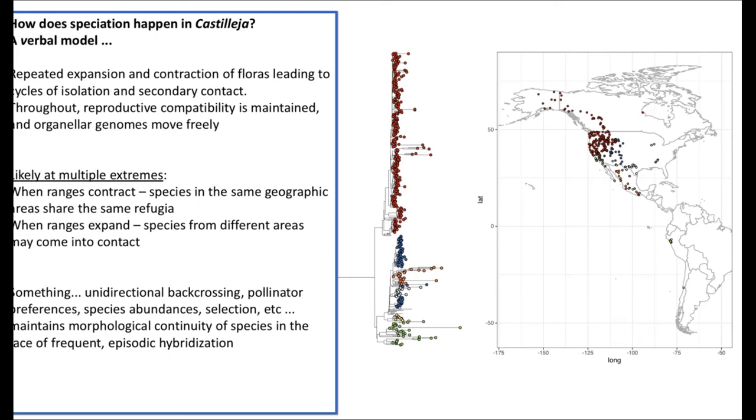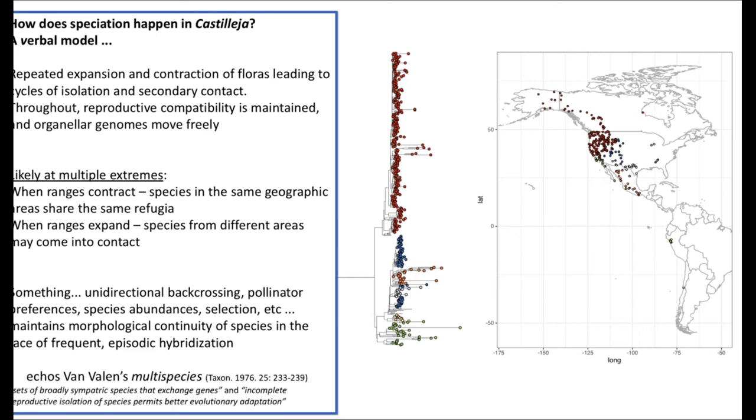hybridization. And with this model, it's really kind of fun to think about Van Valen's multi-species concept. He talks about sets of broadly sympatric species that exchange genes, and incomplete reproductive isolation of species permits better evolutionary adaptation. So I think it's a really neat idea to think that this could be a strategy that Castilleja is employing to make it through difficult times, I guess, or that it's employing just in its process of evolution.